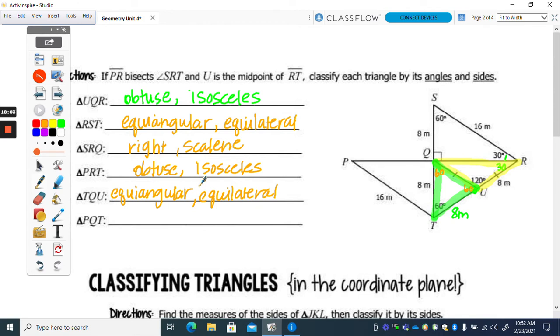Triangle PQT, Carl, is what? Right and scalene.